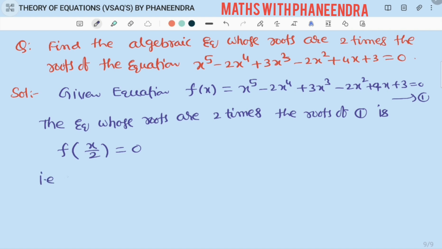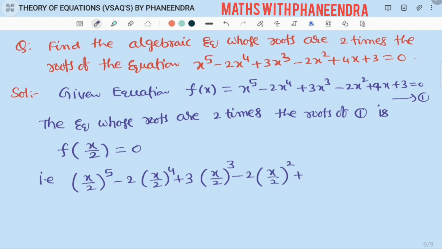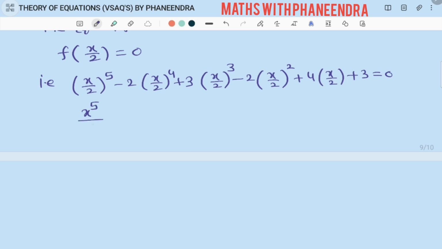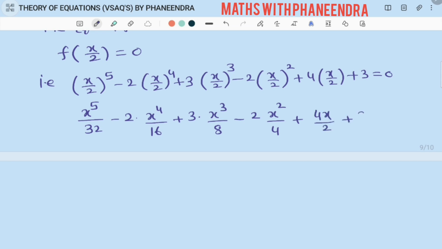That is, wherever x is there in this equation, replace with x by 2. So x by 2 whole power 5 minus 2 into x by 2 whole power 4 plus 3 into x by 2 whole cube minus 2 into x by 2 whole square plus 4 into x by 2 plus 3 equal to 0. So x power 5 divided by 2 power 5, that is 32, minus 2 into x power 4 divided by 2 power 4, that is 16, plus 3 into x power 3 divided by 2 power 3, that is 8, minus 2 into x square divided by 2 square, that is 4, plus 4x by 2, plus 3 equal to 0. So the LCM for 32, 16, 8, 4, 2 is obviously 32.